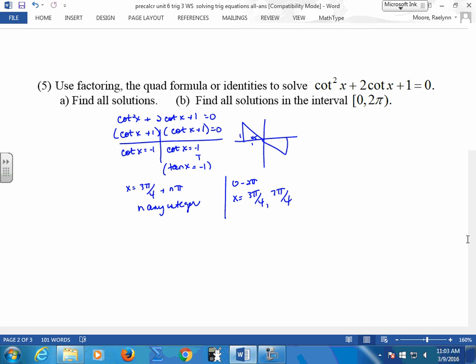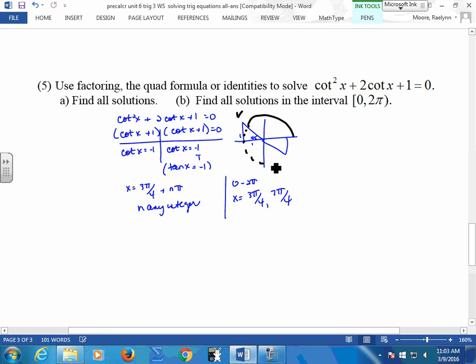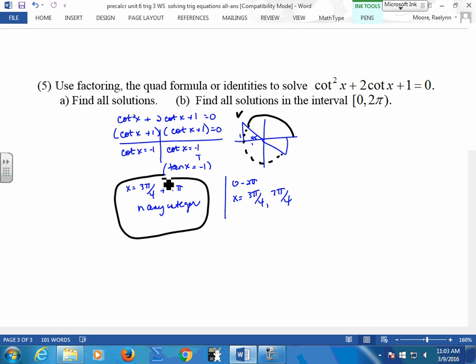What angle has a tangent of 1? 45. And where is tangent negative? 2 and 4. So if I find all solutions, all I have to do is label this guy right here, because then if I add 180, don't I always keep finding it? 180, 180, 180. So this guy is 3 pi over 4 plus n pi. And if you just had to find it from 0 to 2 pi, this is 3 pi over 4. This is 7 pi over 4.